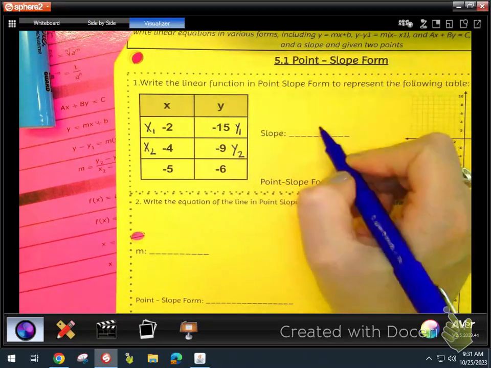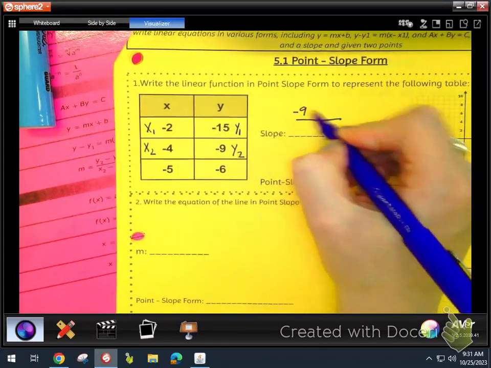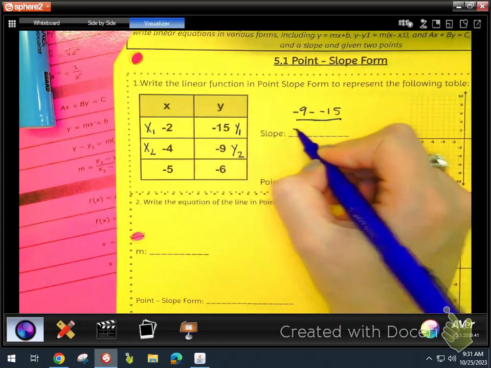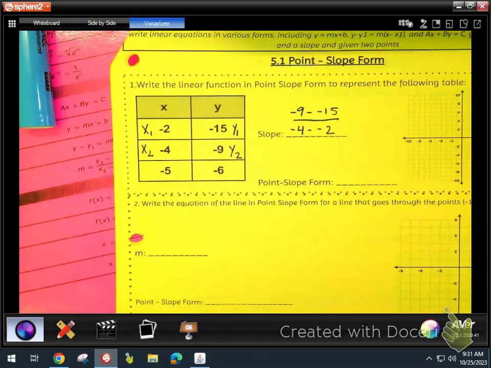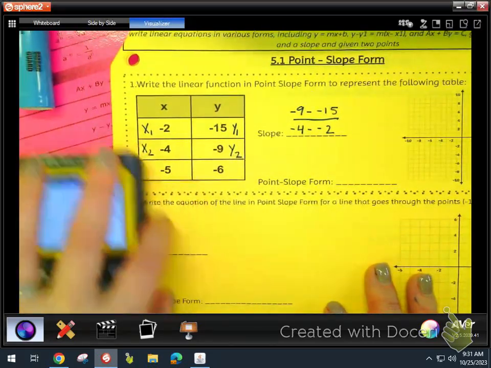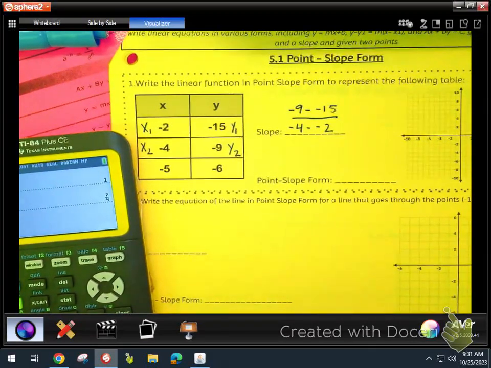All right, so our slope, plug it in. Formula: y2 minus y1 over x2 minus x1. -9 minus -15, positive... -3? -3. Yeah, that's nice. That's what I got too.